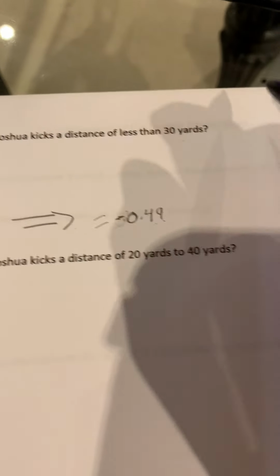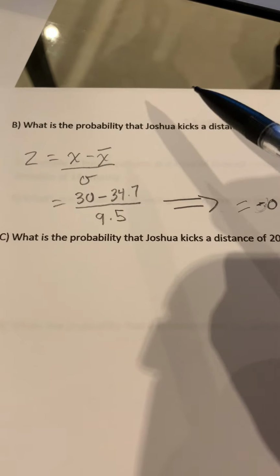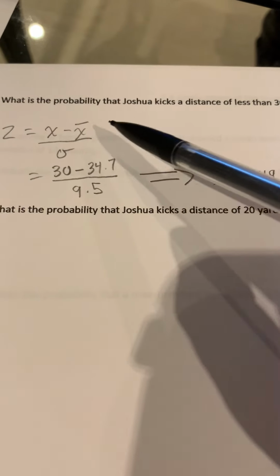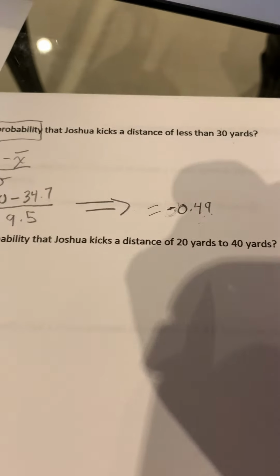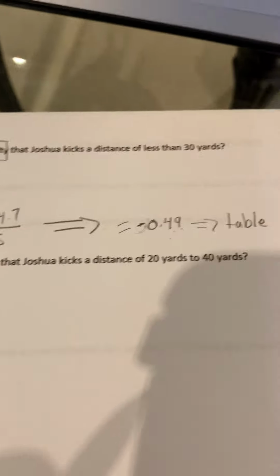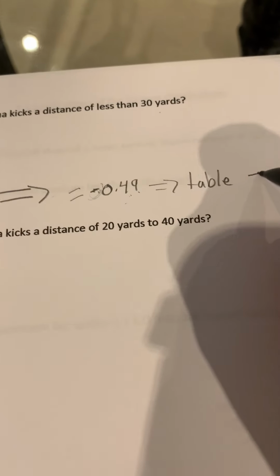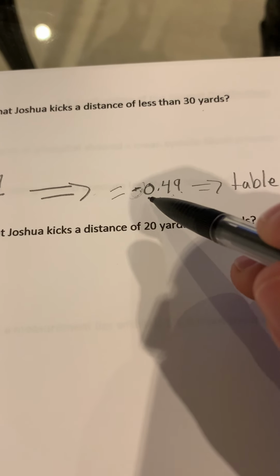But we're not looking for how far away it is from the mean, or how many standard deviations it is away. We're looking for the probability here. So now we go to the table, and we're going to find the probability of the z-score of negative 0.49.